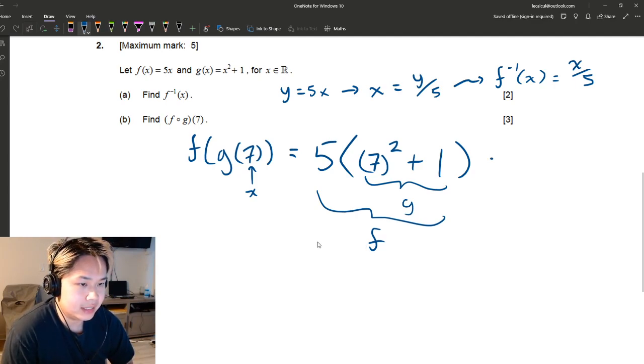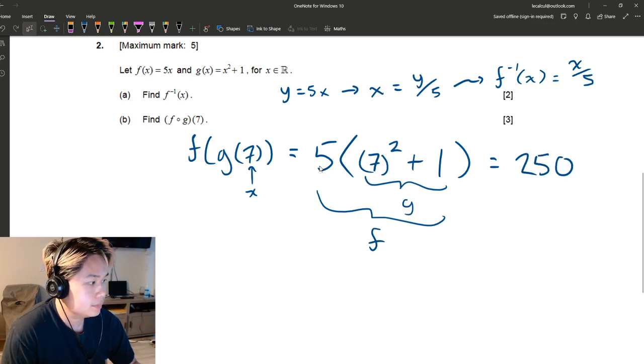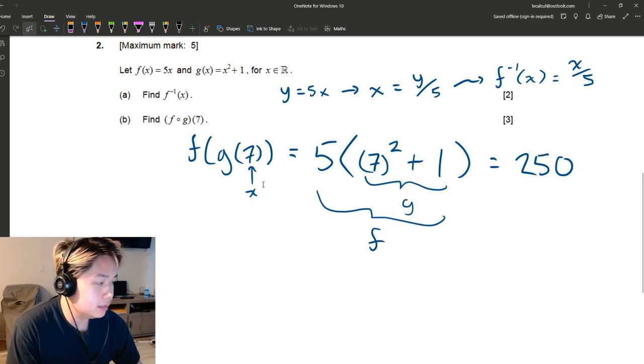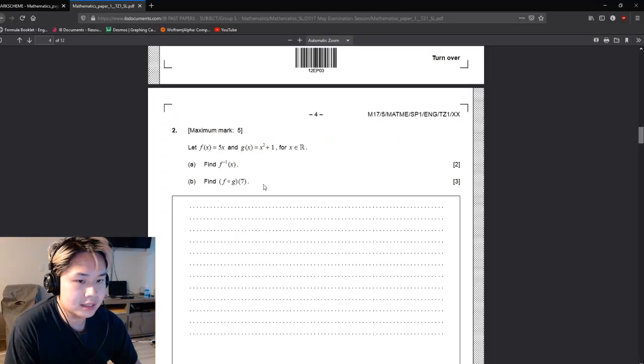Okay, what is this? 49 plus 1 is 50, times 5 is 250. Easy peasy.